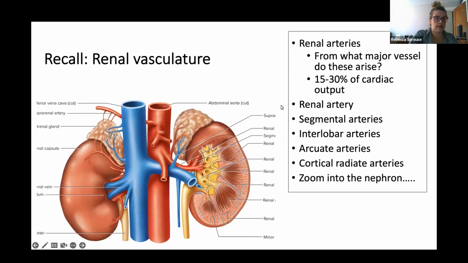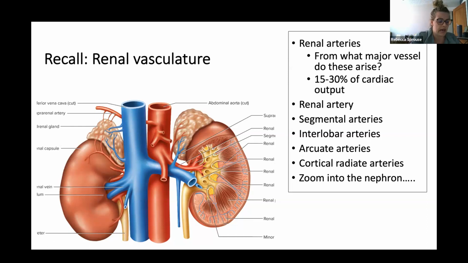So just to recall the vasculature. Remember that oxygenated blood comes into the kidney through the hilum and then comes out to the cortex. This is where filtration will happen out here. And then deoxygenated blood will flow back out of the kidney, out of the hilum, and then back through the inferior vena cava, back to the heart. Remember that our renal arteries are branches of the abdominal aorta, and our kidneys actually house 15 to 30% of our cardiac output at any time. So the kidneys are highly, highly vascular, as you probably noticed from part 1.